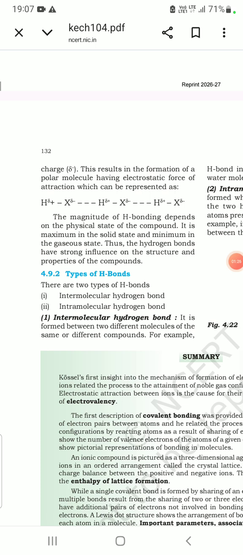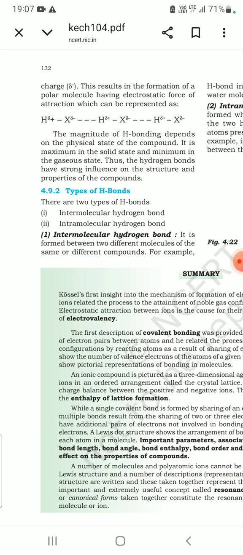The magnitude of hydrogen bonding depends on the physical state of the compound. It is maximum in the solid and minimum in the gaseous state, and hydrogen bonding has a strong influence on the structure and properties of the compound. Types of hydrogen bonding: there are two types, inter and intra.